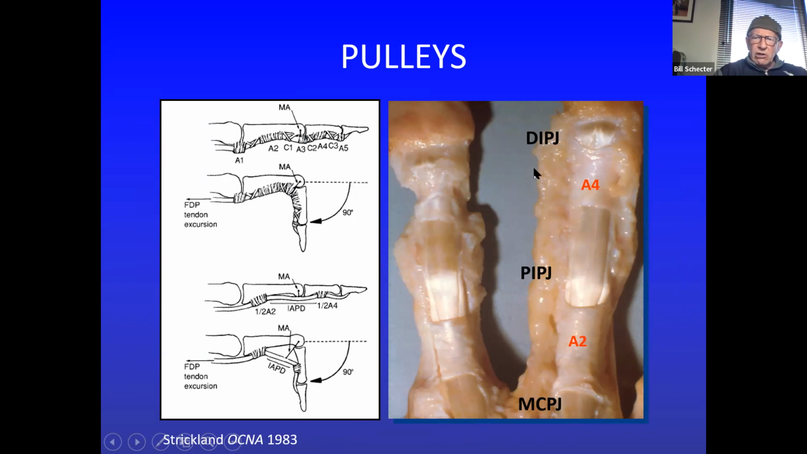And here's a cadaver dissection which shows preservation of the A2 and the A4 pulleys. Here's the DIP joint, here's the middle phalanx, here's the PIP joint here, and here's the proximal phalanx.